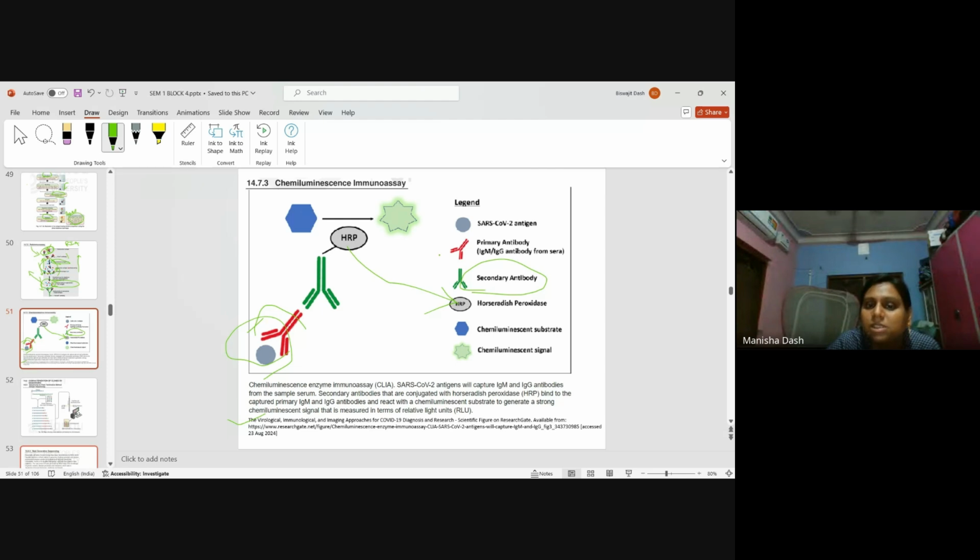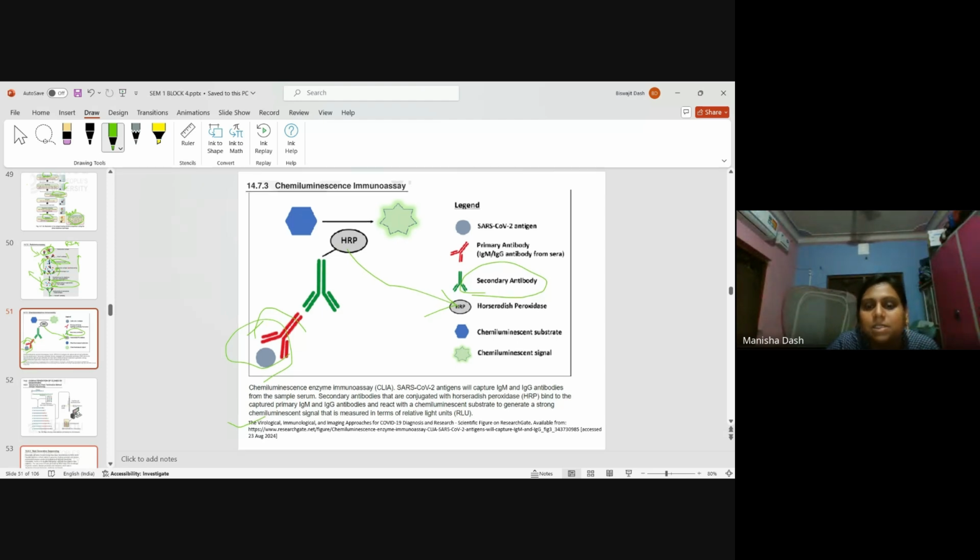This is also similar to whatever we have discussed till now. This is the chemiluminescence signal. This is the substrate which will be catalyzed by this horseradish peroxidase to give a colored substance. The color intensity is measured, and based upon the intensity, we can predict the concentration of the antigen or the antibody, whatever we are analyzing.